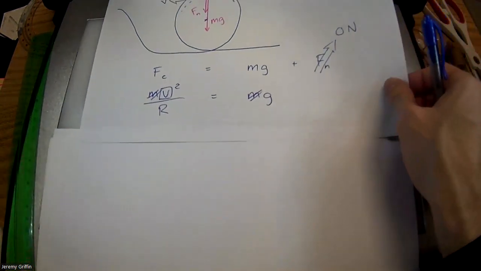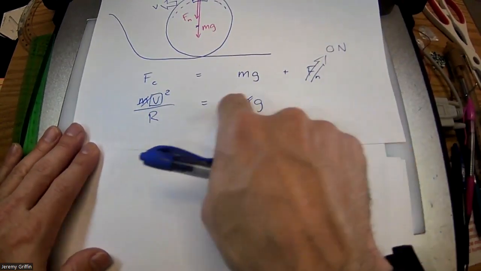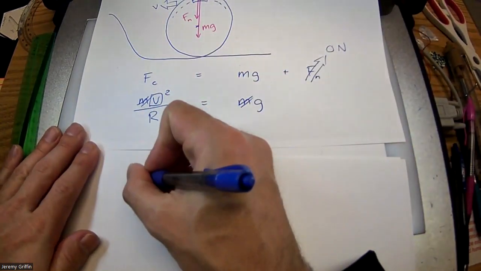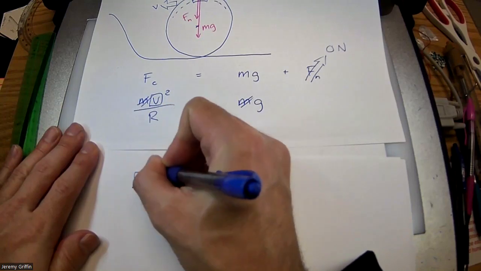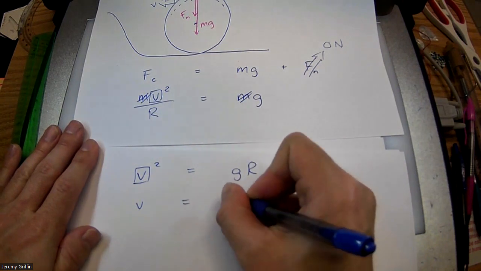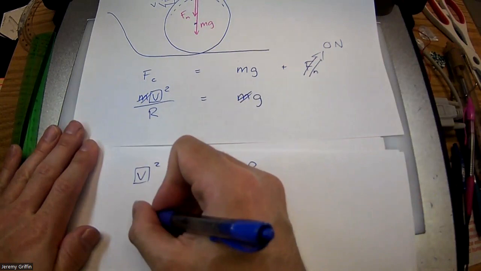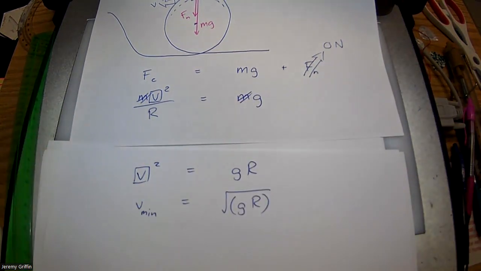Okay. So next step, actually, can you guys do 2 algebra steps here? Cross multiply the r and then take the square root. So this here, v squared is g times r. Therefore, v is equal to the square root of gr. Okay. Now, again, that's if the normal force is 0. So this is really a minimum speed, okay, which is what they asked for anyway.